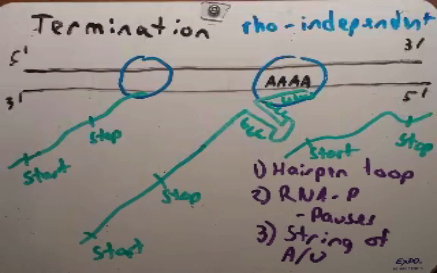But just so you know in the back of your mind, E. coli bacteria in general are very efficient organisms. And they don't wait for the RNA to be completely made before they start pumping out proteins. Okay, so this is rho independent.